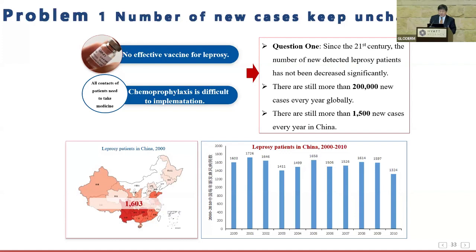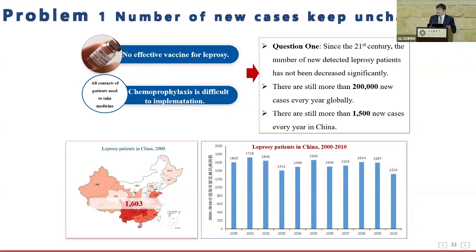This is because there is no effective vaccine for leprosy. The WHO recommends chemoprophylaxis for all close contacts. This is difficult to carry out. For example, if I am a leprosy case, I have close contact with all of the audience. The audience should take rifampin for chemoprophylaxis. So it is very difficult to carry out this schedule.